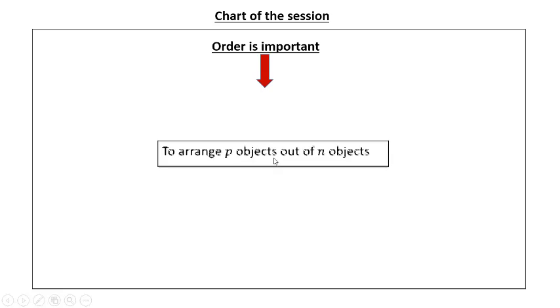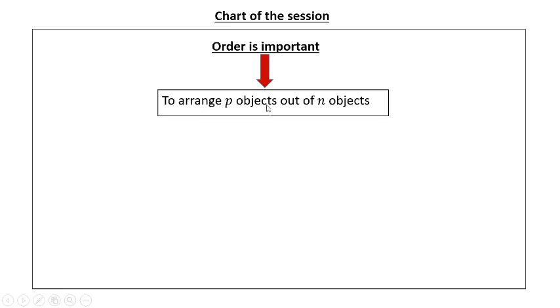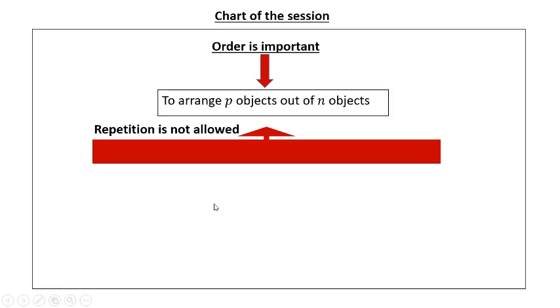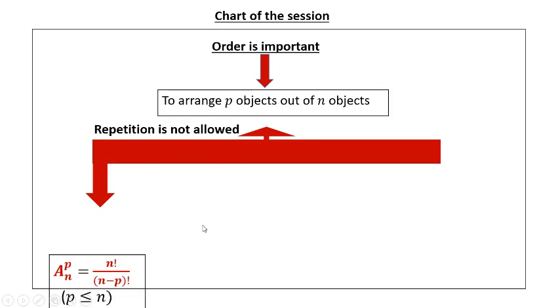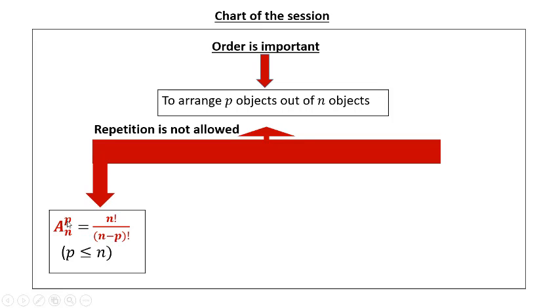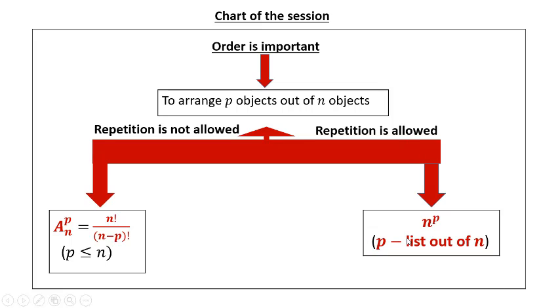Summary of the session. Order is important under this title, to arrange p objects out of n objects. If repetition is not allowed, we apply this property, arrangement p out of n. If repetition is allowed, we apply n power p. Listen to me. Each time we solve a counting question, we must understand well if repetition of objects is allowed or not allowed, to decide which one of these two properties will be applied.